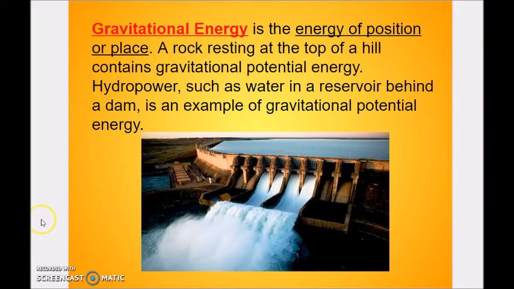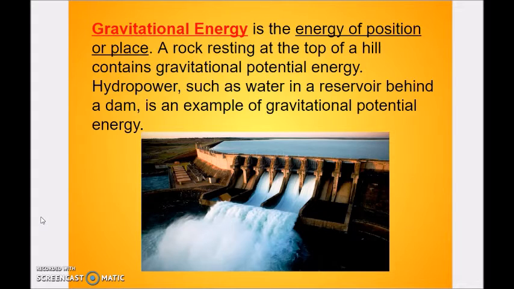The next one, gravitational energy, is the energy of position or place. You all know that gravity can pull things towards the center of the Earth, because Earth is such a huge object. It has so much mass, it can attract things by gravity. So something has gravitational energy because of its position or place, like being up above something on the surface of the Earth. Like a rock resting at the top of a hill has gravitational potential energy because all it takes is something to just make it move and it'll roll down the hill.